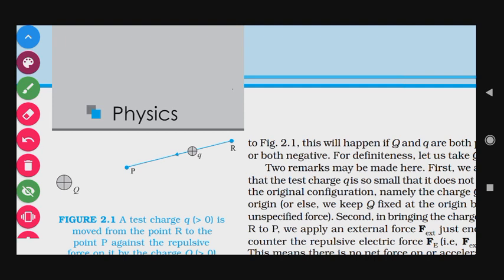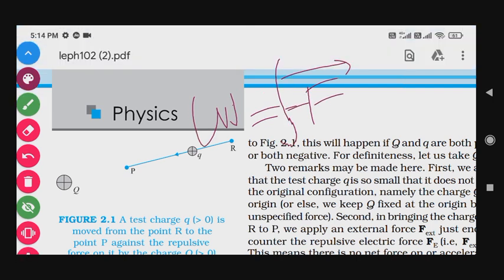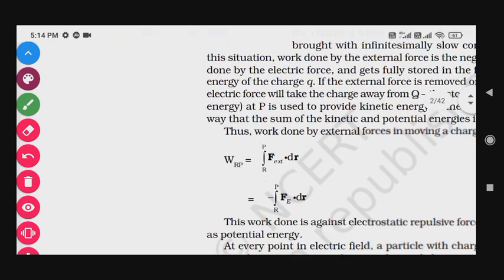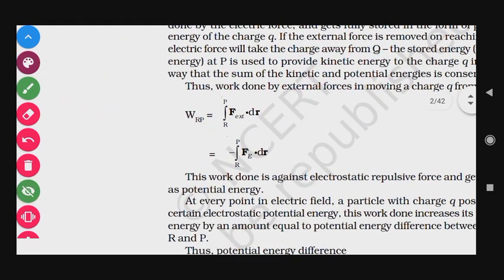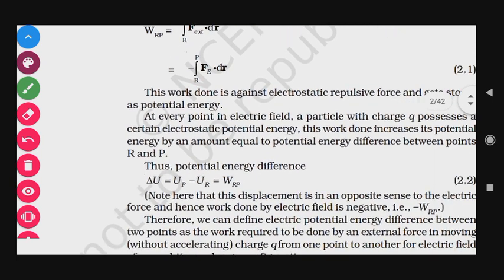And for work done, F external is equal to the electrostatic force. So in place of external force, I'll put minus F, that is the electrostatic force, dr. Obviously the limit will be from R to P. So this I have told you.